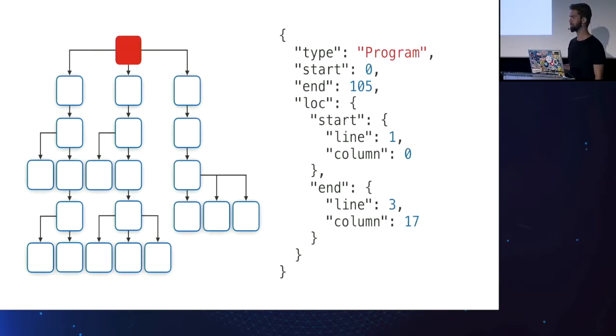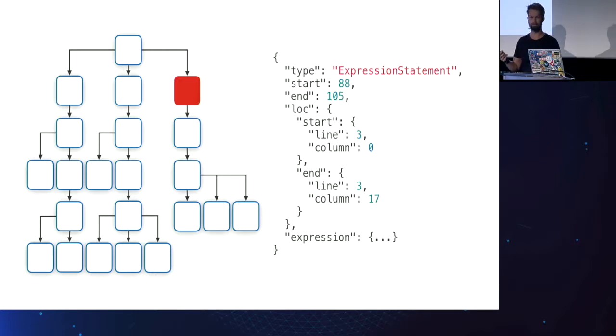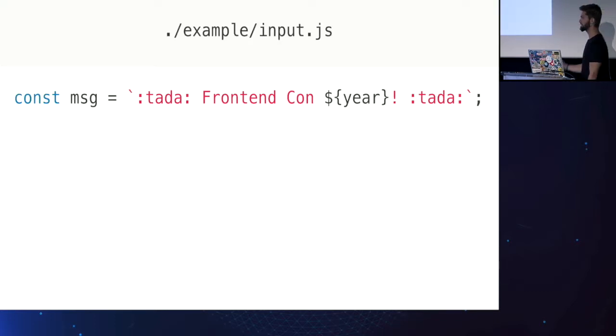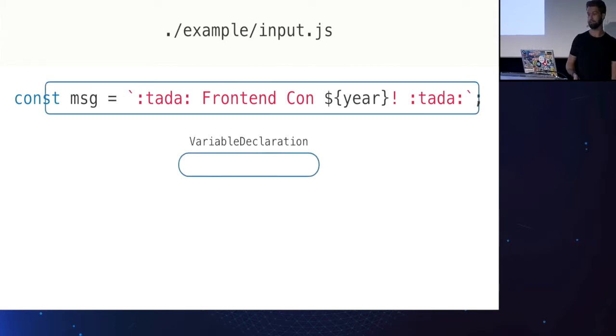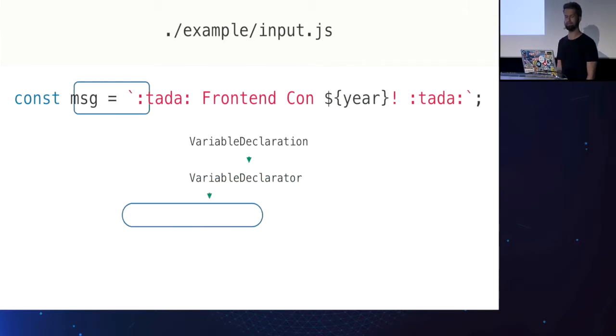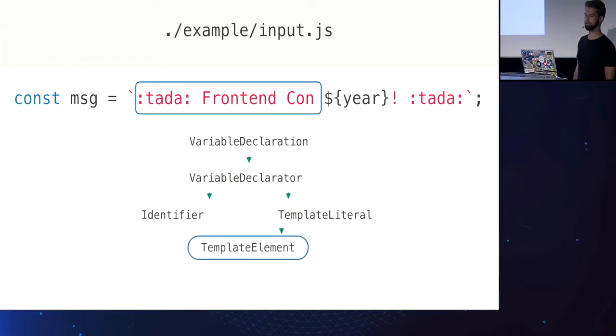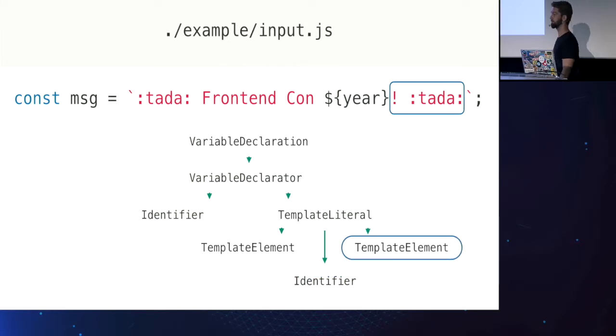So we've got a program node on top. Here we've got a variable declaration and an expression statement. So basically it's really just a big tree structure. When we look at this first line here, this is a variable declaration. Here we've got a declarator, an identifier, a template literal, template element, an identifier, and a template element.